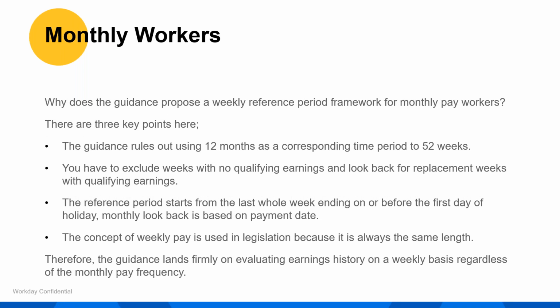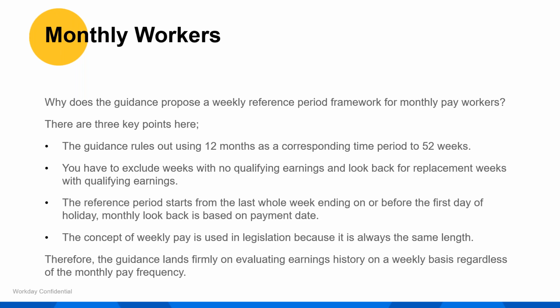So the guidance rules out using 12 months as a corresponding period to 52 weeks, the same basis, comparing apples to oranges. You need to exclude the weeks which don't qualify with no qualifying earnings, so zero pay. Obviously, if you're wrapping everything up into 12 months, you can't see in those 12 months where there's been a zero payment week. The reference period starts from the last whole week, ending on or before the first day of holiday. So monthly look back is very much tied into payment dates. You know, rolling back from a week start, then you're not necessarily going to include information if you're pulling it from a payment date that hasn't happened yet.